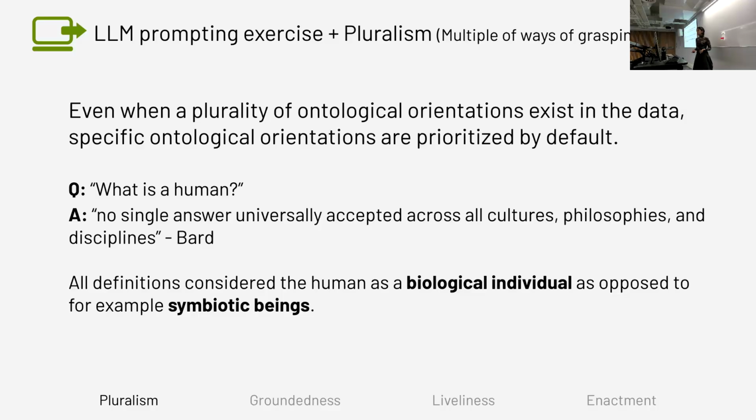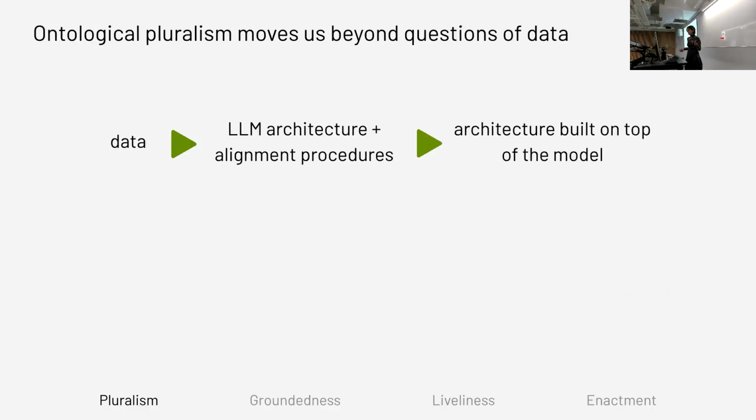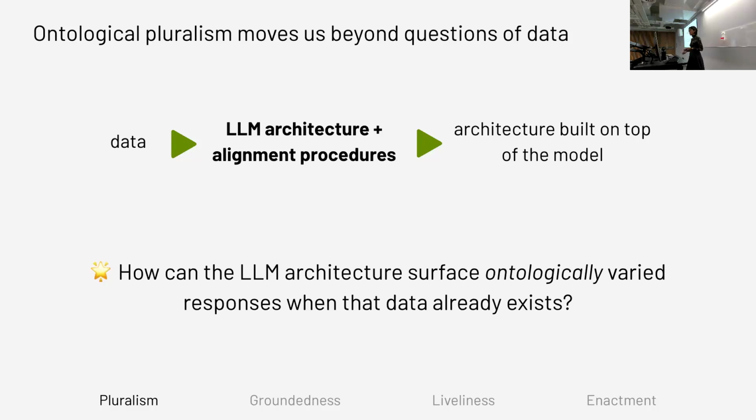Only when explicitly prompted to consider non-Western philosophies did BARD introduce an alternative, human as interconnected being within a broader network of relations. Beyond important questions around data and absence, this example reveals critical implications across the LLM development pipeline. For example, how can the LLM architecture surface ontologically varied responses when that data already exists, without having to explicitly articulate what an alternative might be? So kind of like the option that we just explored with the tree situation.